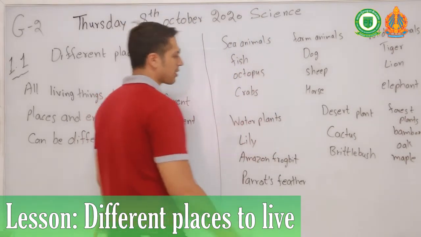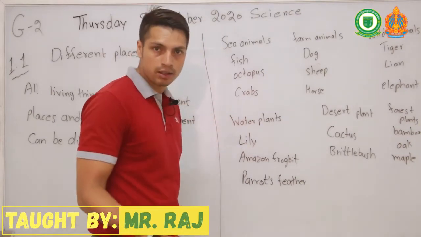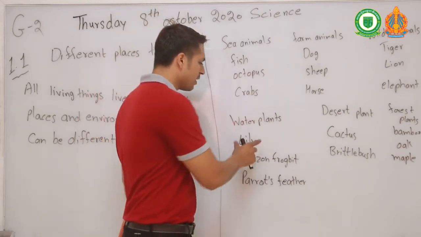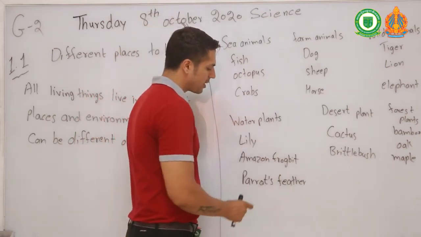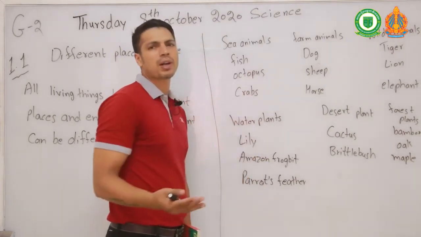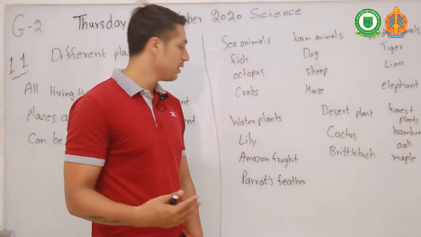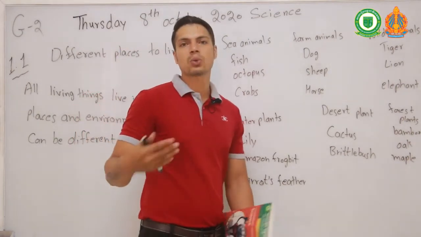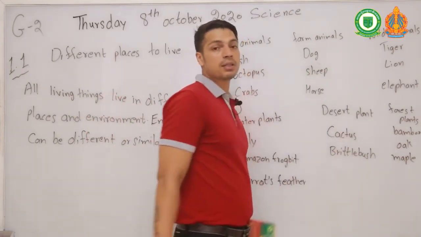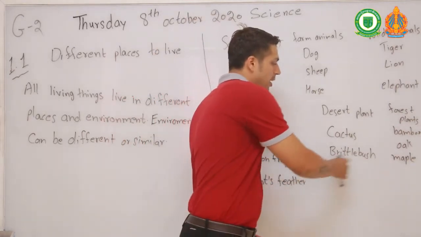So let's talk about plants. Water plants. Some plants don't need soil to grow, they can grow in the water, like lily, Amazon frogbait, parrot's feather. These are just some examples. These can grow in the water. These plants don't really need soil to grow. Desert plants, these plants can grow in the desert, like cactus, brittle bush.